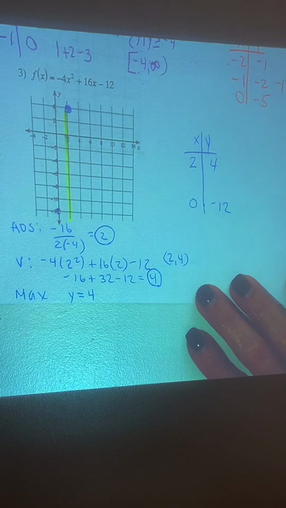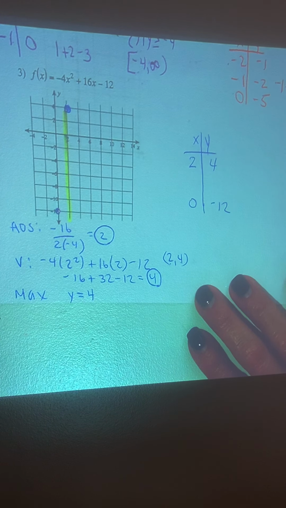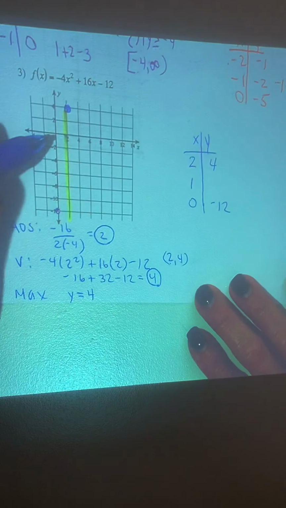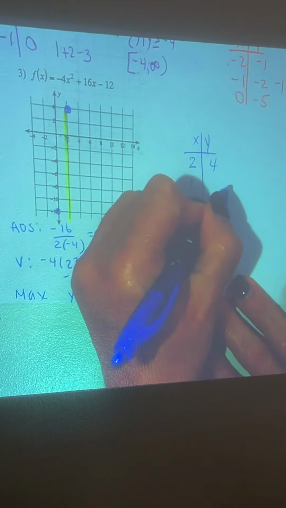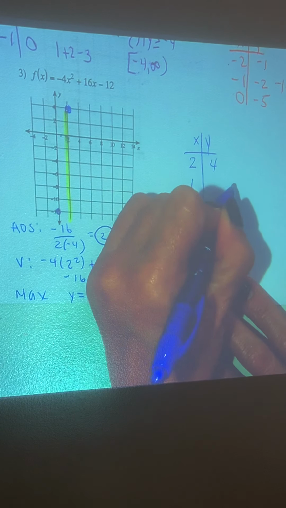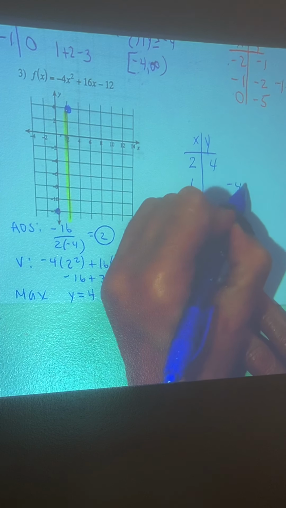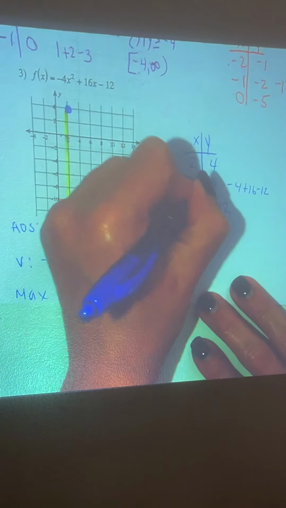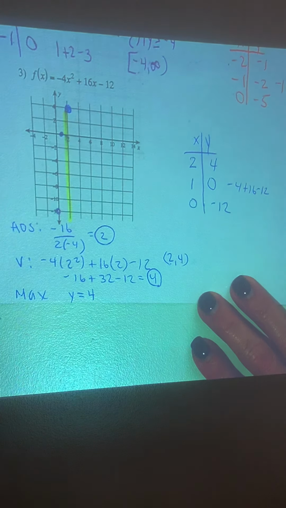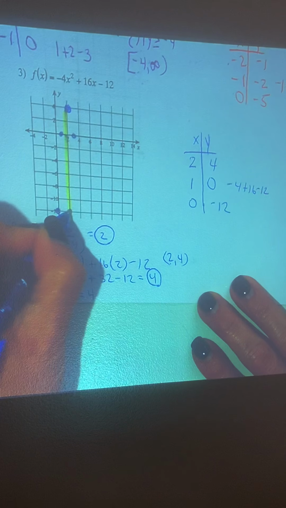Okay, so what am I missing? I'm missing a 1. Okay, so if you notice it's going by 2's here, so 1's going to be here. So 1, plug it in. -4 times 1 is -4. 16 times 1 is 16 minus 12. -4 plus 16 is 12 minus 12 is 0. -1, 0. So here, okay, this will be my third point. See how it's going by 2's here and reflect.